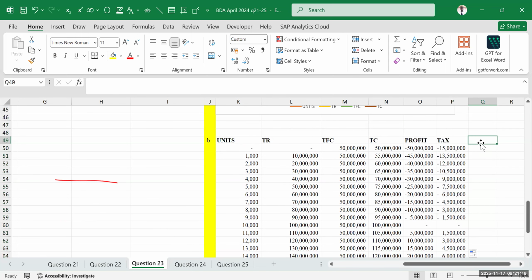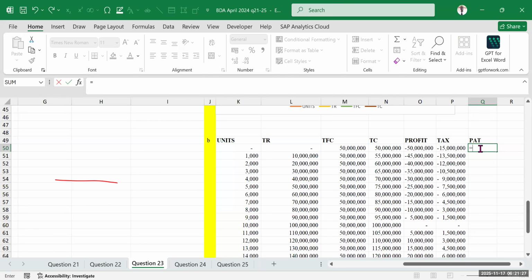So we come there and say, how do we get profit after tax? Let me just type there PAT, profit after tax, because this is what we need to plot in a graph. Profit after tax is now the profit itself. Then we deduct the tax bit of it.